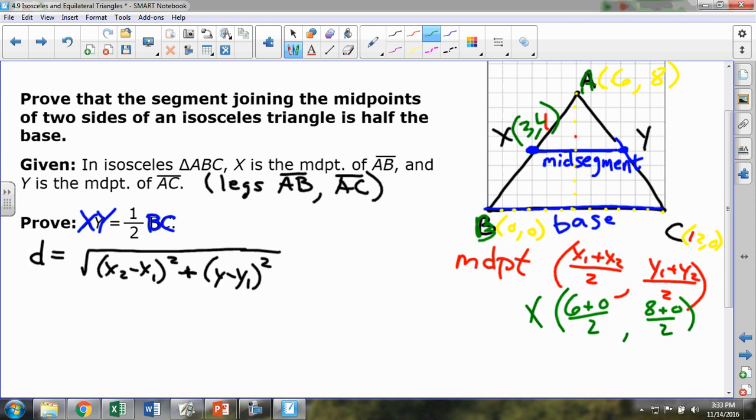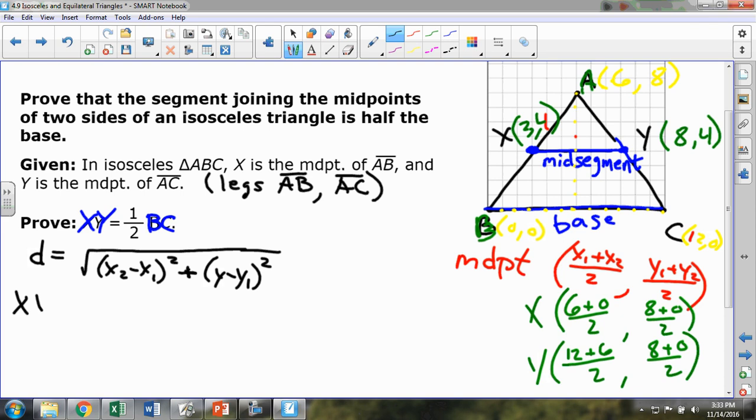And likewise, we would do the exact same kind of thing for point y. Taking 12 plus 6 over 2. Taking 8 plus 0 over 2. And what we wind up with are the coordinates 8, 4. Now that we've done the midpoint and got the coordinates for all of those points, we can finally come back over to the distance formula and actually crunch in some numbers.